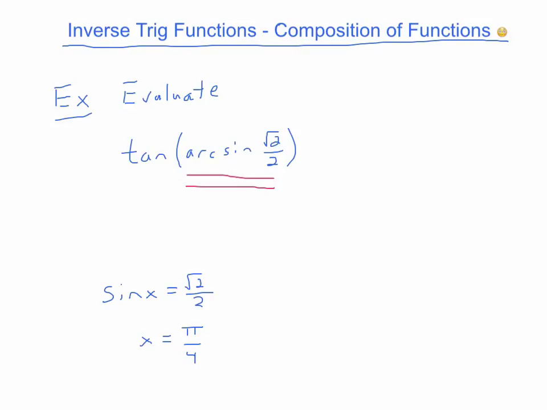So for this particular problem, we would be able to then plug in pi over 4 for the arcsine of the square root 2 over 2. And now, all we need to evaluate is what is the tangent of pi over 4, or the tangent of 45 degrees. And we know that value is equal to 1, and so that would be our final answer.